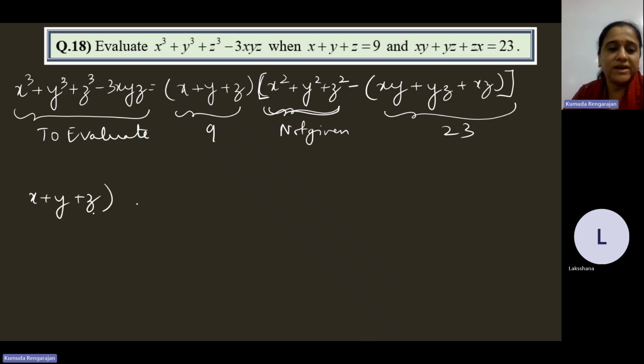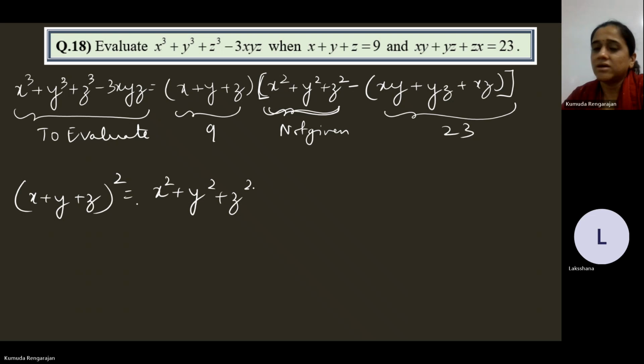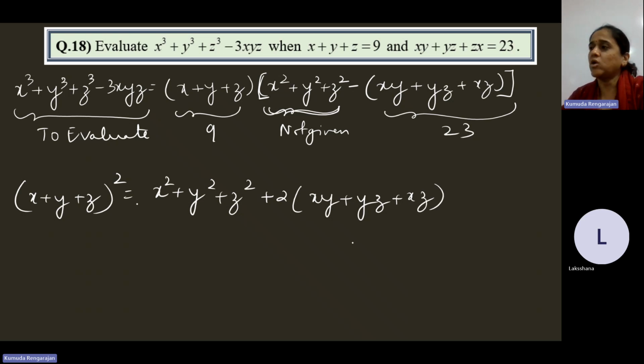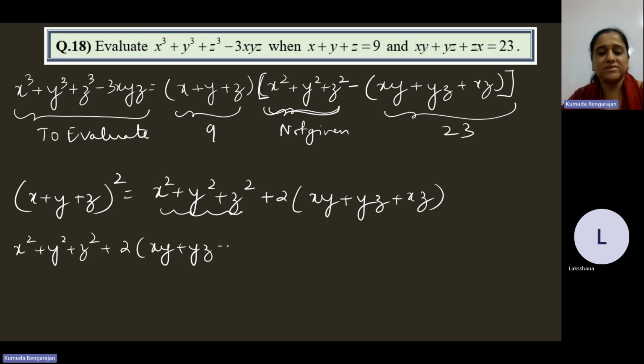X plus y plus z, the whole square is equal to x squared plus y squared plus z squared plus 2 into xy plus yz plus xz. What I normally do is, whatever we have to find, that part I'll write on the left hand side. So I write x squared plus y squared plus z squared plus 2 into xy plus yz plus xz is equal to x plus y plus z the whole square.